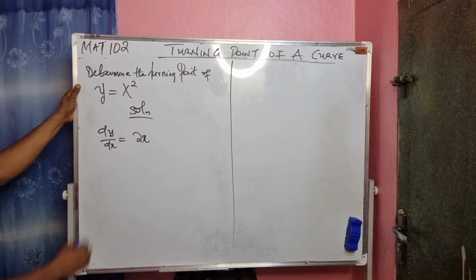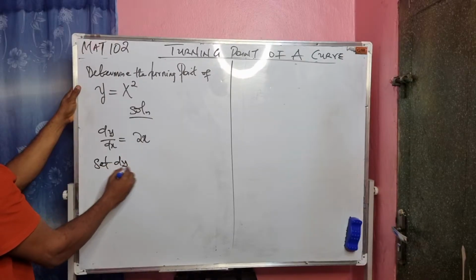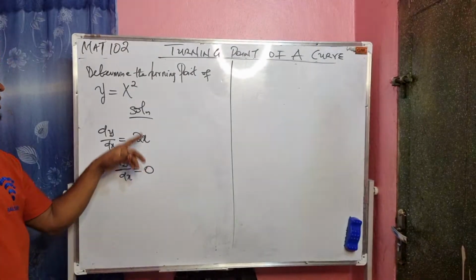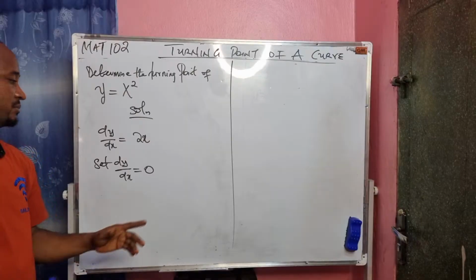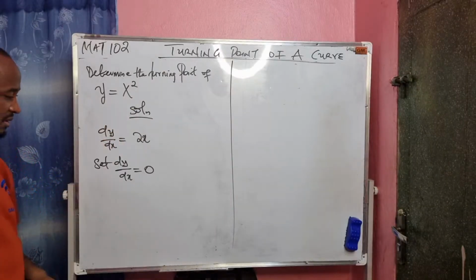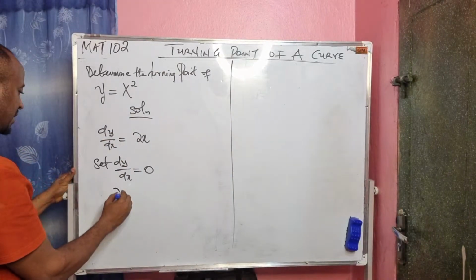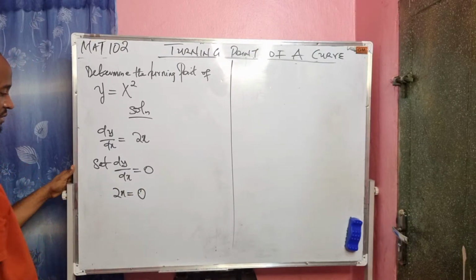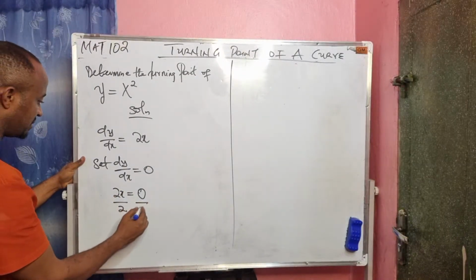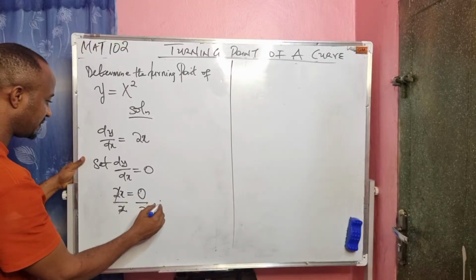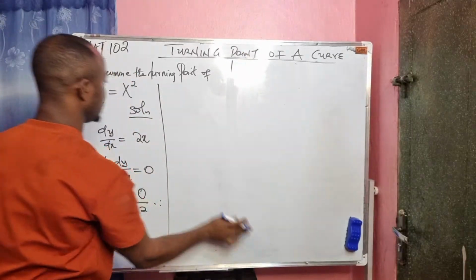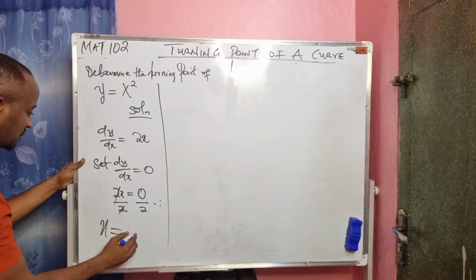All right, so the next is we set dy/dx equal to 0, to find x. In this case, I have to find the stationary point now, because we are asked to find the turning point of this curve. This is a curve, all right? Okay, so when we set this equal to 0, that means 2x is equal to 0. So what do we do here? To find the value of x, we divide both sides by 2. Therefore x is equal to 0.